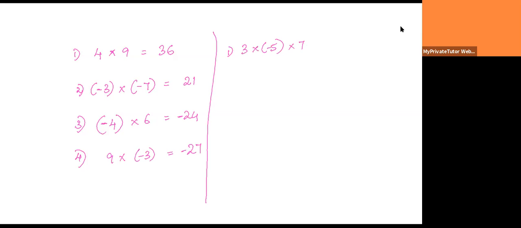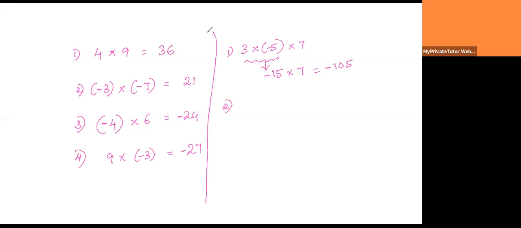So how to solve this? First we are going to solve these two. What is 3 times 5, which is 15. 3 times minus 5 is minus 15. Minus 15 times 7. What is minus 15 times 7? Here one is a positive number, the other one is a negative number. So what is 15 times 7? 15 times 7 is 105. So minus 15 times 7 is minus 105.